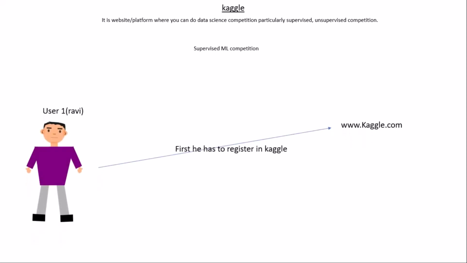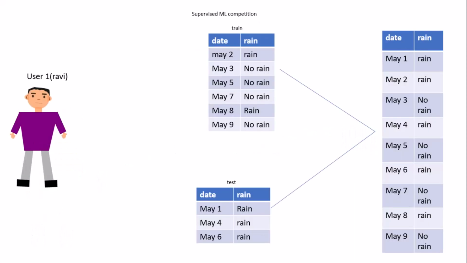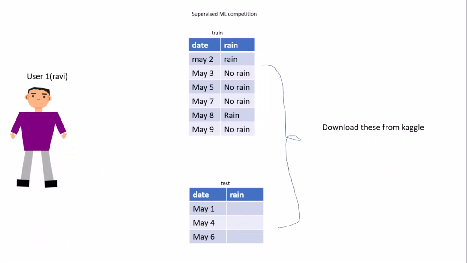So first step is you have to register in kaggle.com, and in supervised machine learning there are two datasets. One is trained dataset and another is test dataset. So you make a model on the trained dataset and you do the prediction on the test dataset. So this is the dataset you will find in the Kaggle website.